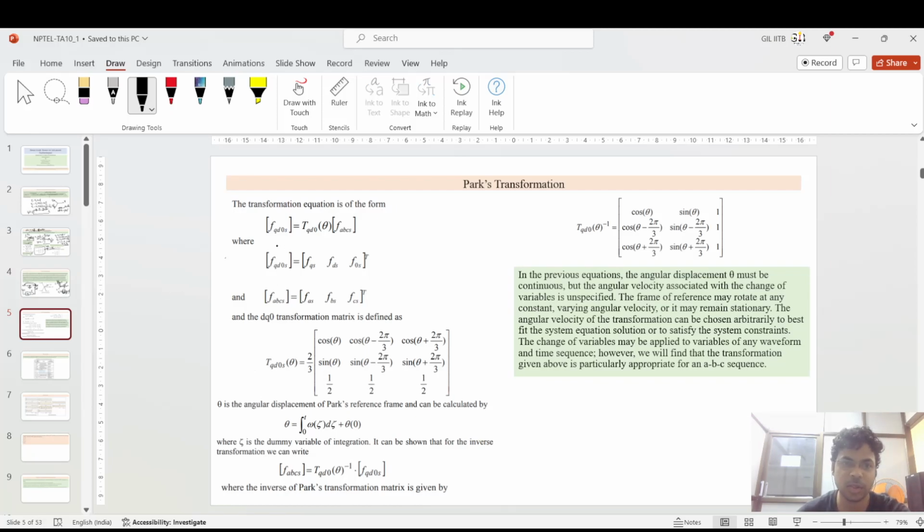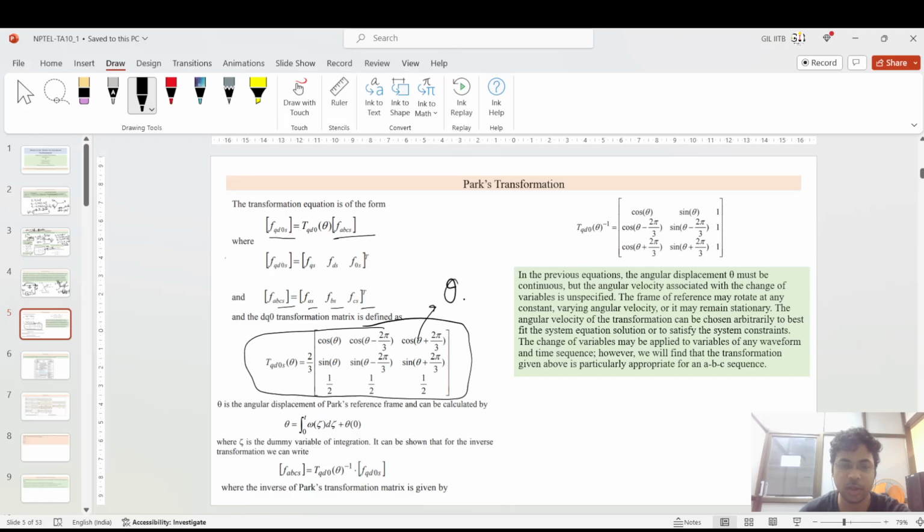So this is basically the concept of the Park's transformation. Mathematically, it is represented by this equation: F dq naught is equal to T dq naught times F abc s. Here F dq naught s is Fqs, Fds and F naught s, and F abc s is Fas, Fbs and Fcs. And this is the transformation equation.